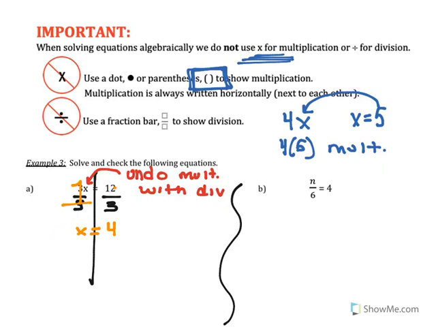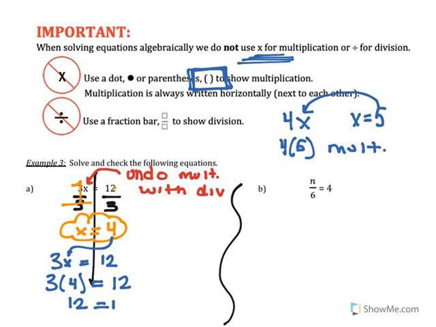When two constants or two numbers cancel out with division, they just cancel out and there's nothing there. So my answer is x equals 4. But now we need to do our check. So I'm going to rewrite the original. I'm going to substitute 4 in for x. 3 times 4 is 12, so our solution checks.